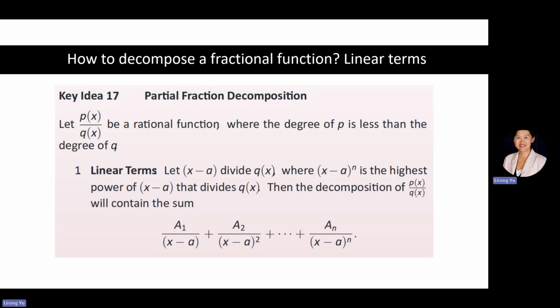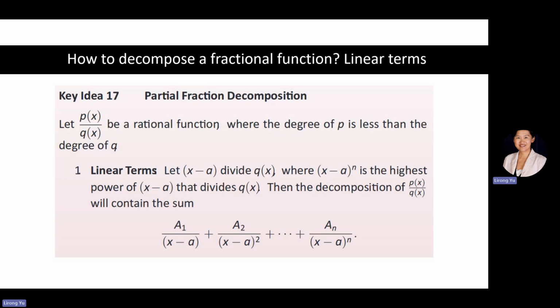So whatever that power is, it determines how many terms we're getting, or how many parts it's decomposing into. If it has a higher power, such as 5, then it decomposes into a number over x minus a, a number over x minus a squared, and so on, until a number over x minus a to the power 5.